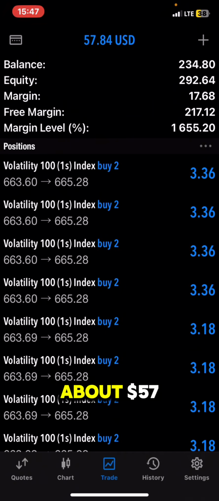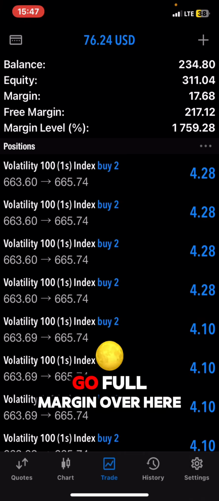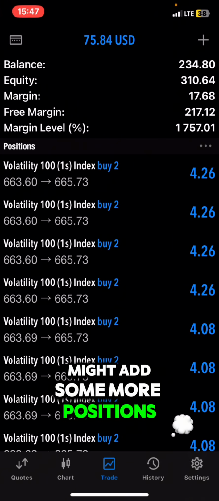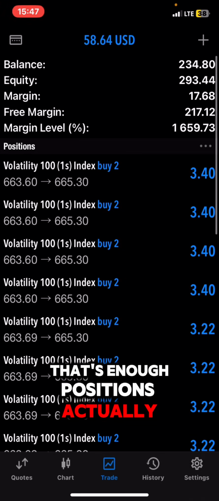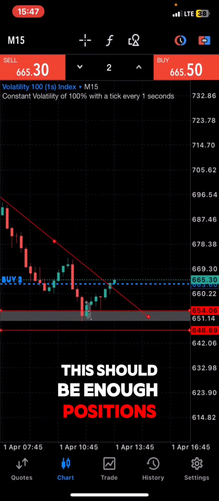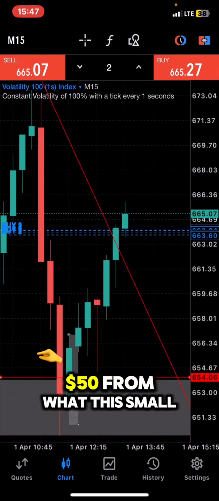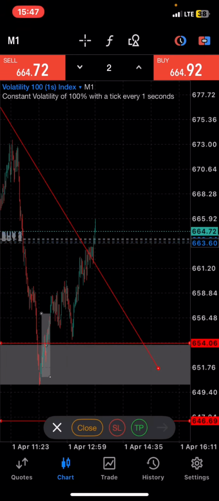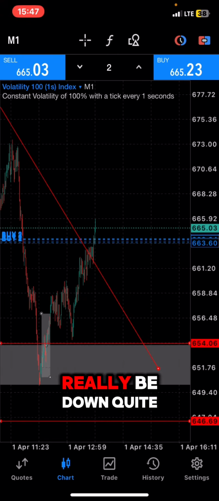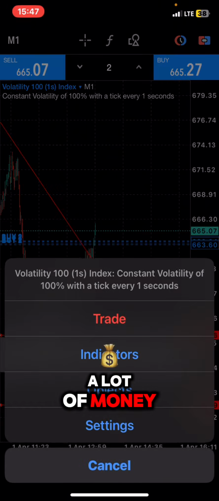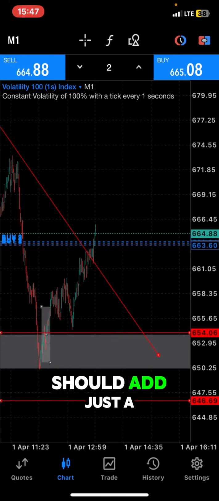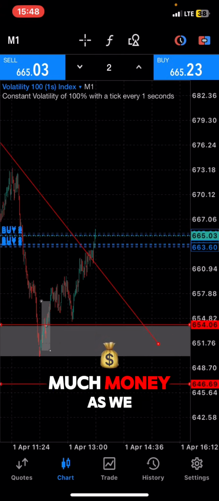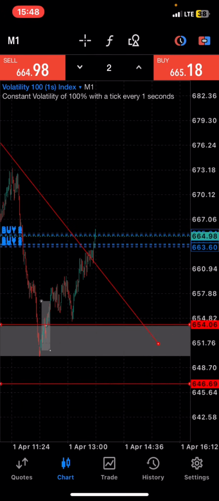Right now we're already up about $57. I have decided to go full margin over here. I should have gone way more full margin actually. Might just add some more positions, but I feel like that's enough positions actually. This should be enough positions, because if I'm already up $50 from this small little push, meaning that if it comes all the way down here, I'll really be down quite a lot of money. But I think I should add just a little bit more positions, just to be safe, right? We want to make as much money as we possibly can on this breakout.